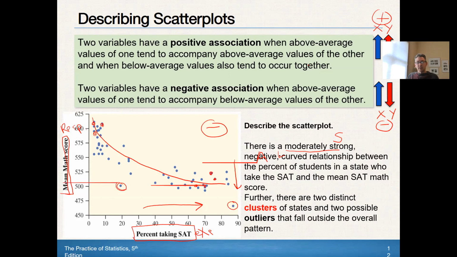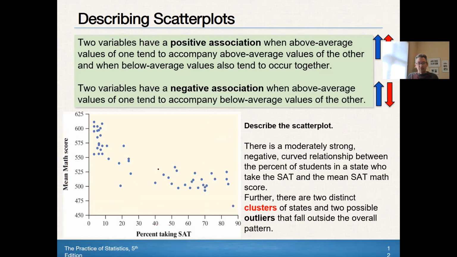So there's a moderately strong negative curved relationship between the percentage of students in a state who take the SAT and the mean SAT math score. I also said, hey, here's some unusual points happening. Looks like there's 2 distinct clusters, kind of like our McDonald's salads. And to help you see that again, I'll erase all the ink I've drawn on here.